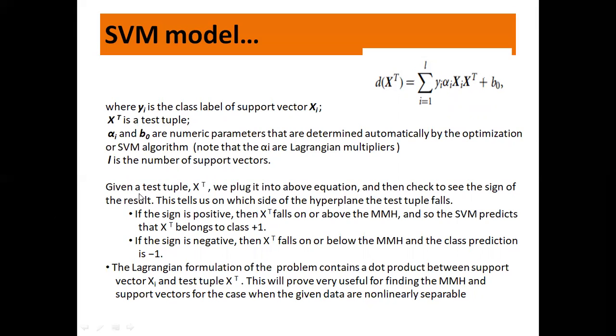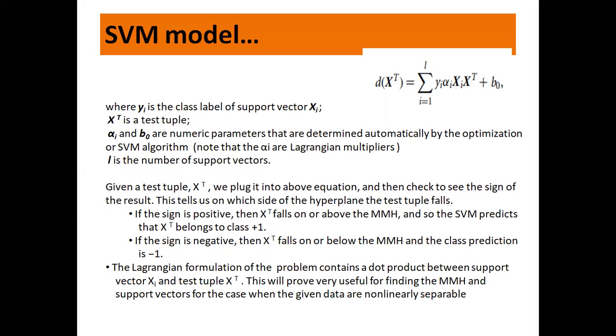Fine. Now given a test tuple xt, we plug it into the above equation and then check the sign of the result. This tells us on which side of the hyperplane the test tuple falls, right? If the sign is positive, then xt falls on or above the MMH, that is the maximum margin hyperplane, so the SVM predicts that xt belongs to class +1. If the sign is negative, then xt falls on or below the MMH, and the class prediction is -1.